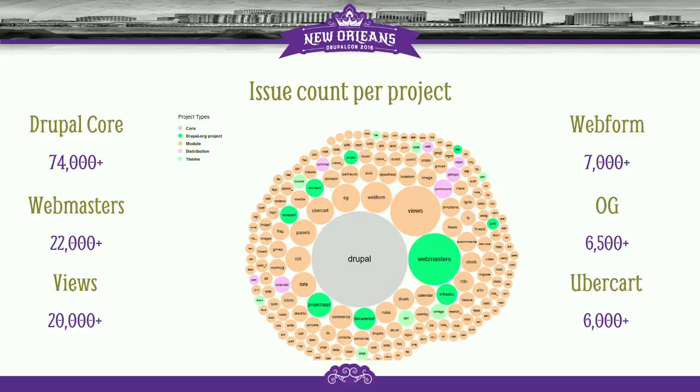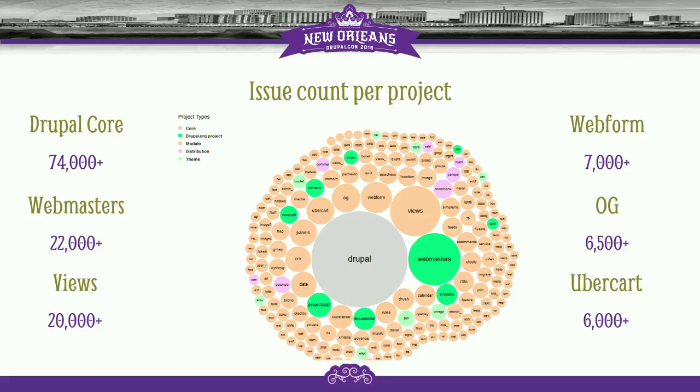Another way to look at projects is the number of issues. This chart shows all the projects on D.O. with the number of issues. You can see Drupal core, for example, has 74,000 plus issues.